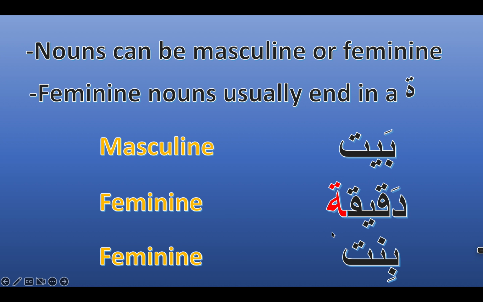I must note that there are some irregular feminine nouns that don't always end in ta marbuta, so you have to watch out for those. An example is the word bint. Although it means girl, so you can infer that it is going to be a feminine noun, it doesn't end in ta marbuta.